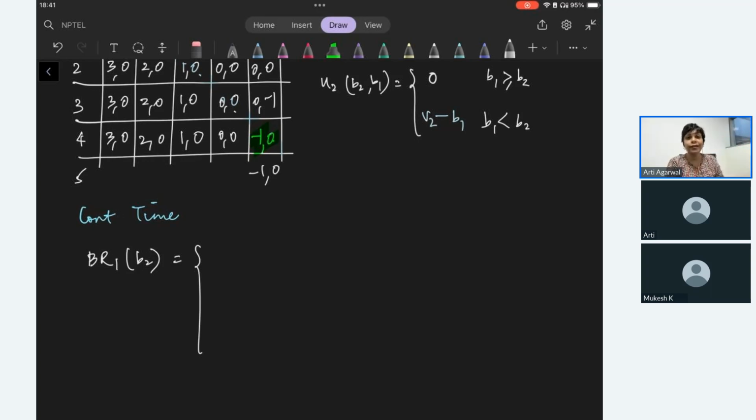It's a sealed bid auction, right? You don't know what the other guy is bidding. So if you are bidding a higher amount, say I'm bidding 6, okay? The other guy is bidding 3, okay?